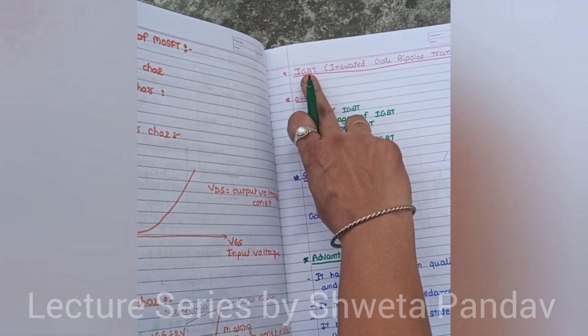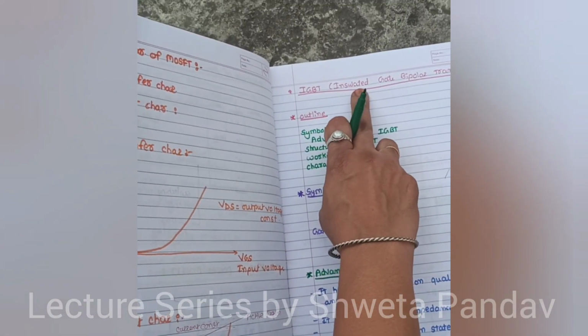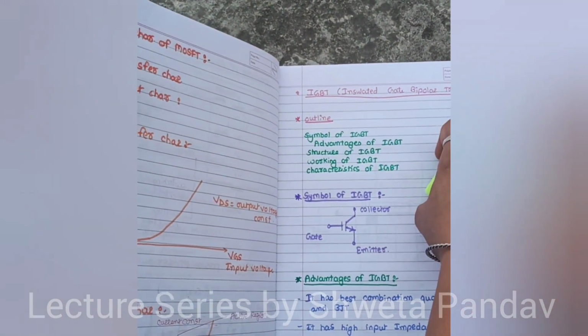Hello friends, today we will see the information related to the insulated gate bipolar transistor: its symbol, its working and its characteristics. Let us see how the IGBT works. Now let us see what is meant by IGBT. IGBT stands for insulated gate bipolar transistor.